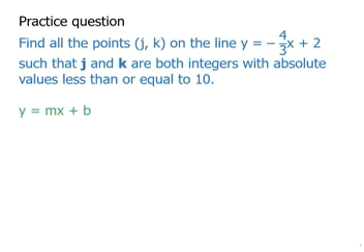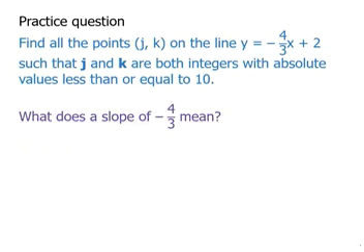So this is in y equals mx plus b form. The slope is negative 4/3. The y-intercept is positive 2. And so that's the point (0, 2). So that's actually one of the points. That's one point that satisfies this condition. Both the coordinates are integers, and they both have absolute values less than or equal to 10.